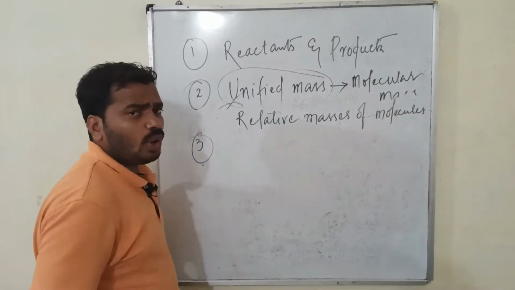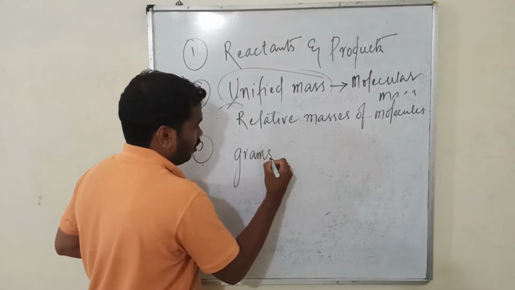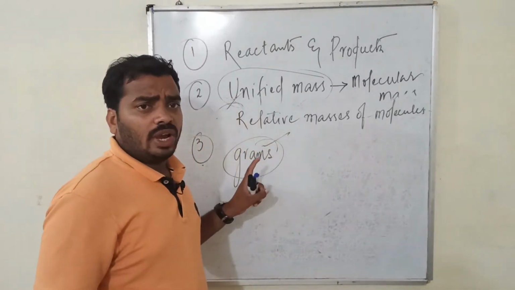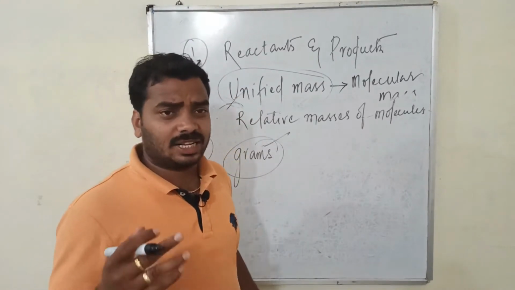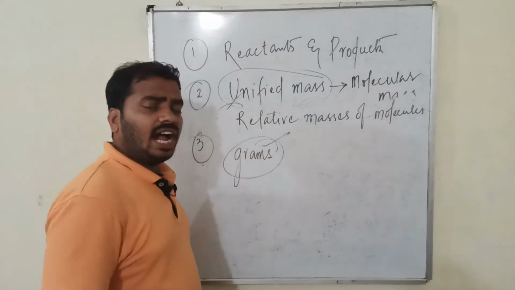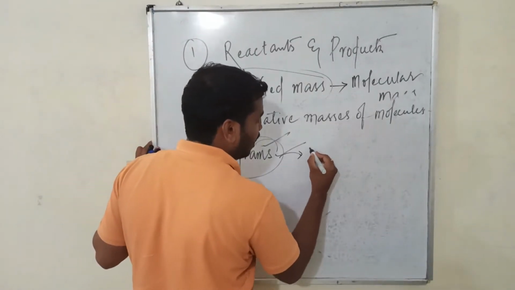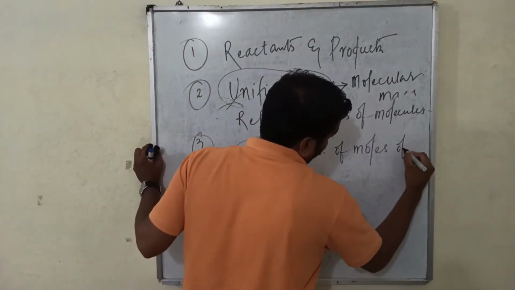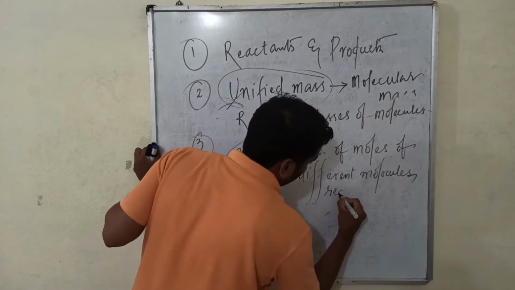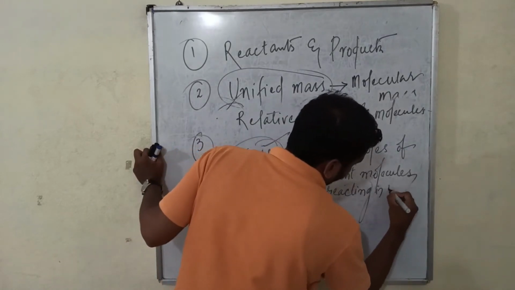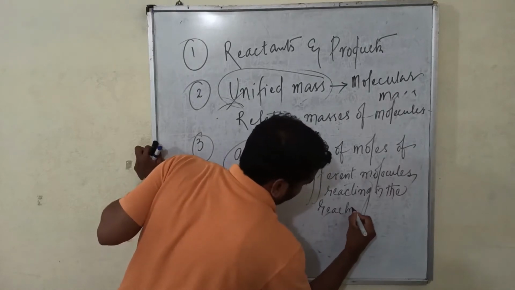Next thing, if you want to express the masses of molecules in terms of grams, if you have taken 80 grams of sodium, or let me say 73 grams of HCl, if you are expressing some mass in grams, you can find the number of moles of different molecules reacting in the reaction. Let me write like that.